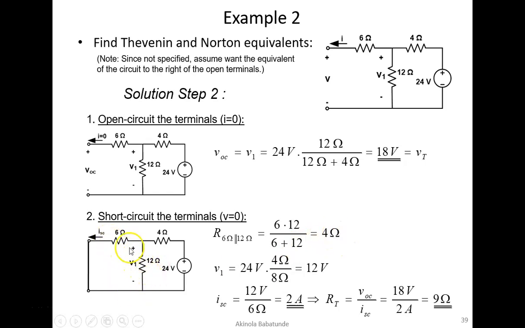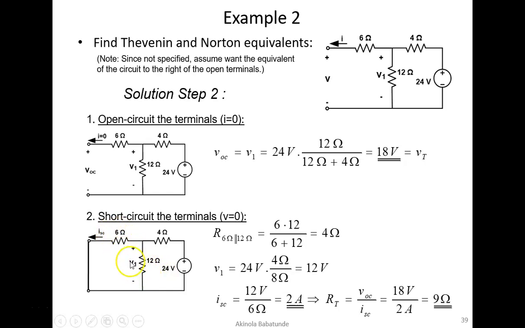So if we combine these two, because they're in parallel, we then have 4 ohms. These 4 ohms will now be in series with these other 4 ohms that we have here. So our V1 will therefore be equal to, using voltage divider, the V source multiplied by R1. In this case, R1 is now 4 ohms because we have combined 6 and 12 together.